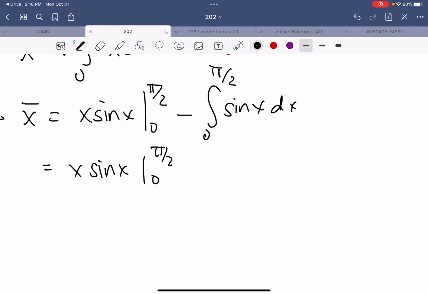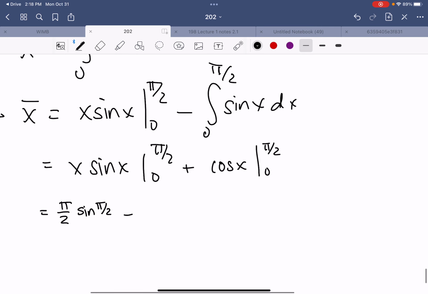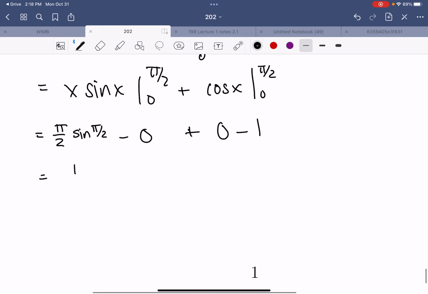The antiderivative of negative sine x is positive cosine x, from 0 to pi over 2. All right, so this gives me pi over 2 times the sine of pi over 2, which is 1, minus 0, plus the cosine at pi over 2, which is 0, minus the cosine of 0, which is 1. So we end up with pi over 2 minus 1 as our x bar.